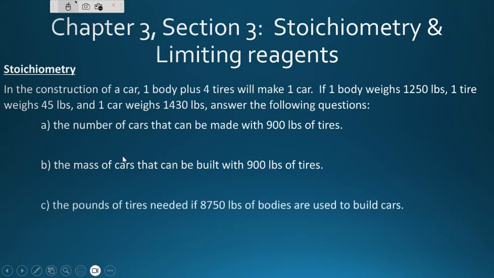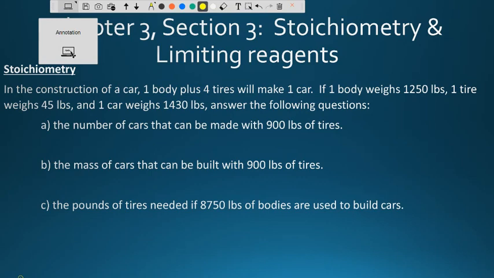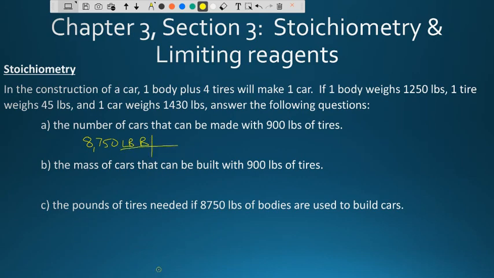I want to know how many pounds of tires if 8,750 pounds of bodies are used. So it's kind of a weird, convoluted question. And sometimes chemistry is that way too. It's like, I'm not quite sure what they're getting at, but I do know that I've got 8,750 pounds of bodies used to build the cars, and I want to know how many pounds of tires are needed. So I'm not looking at pounds of cars, I'm looking at pounds of bodies. What do I know about that?